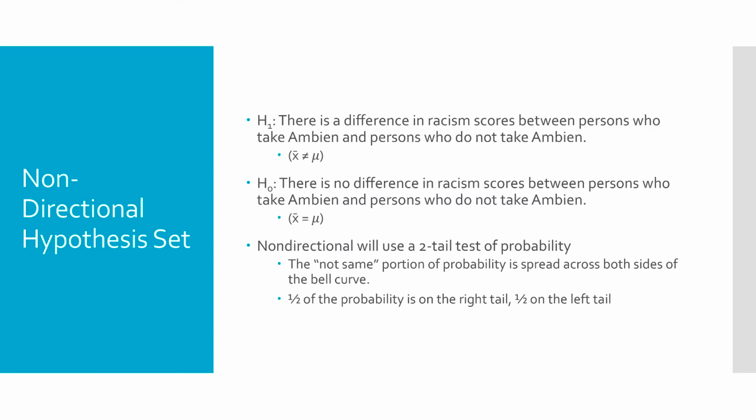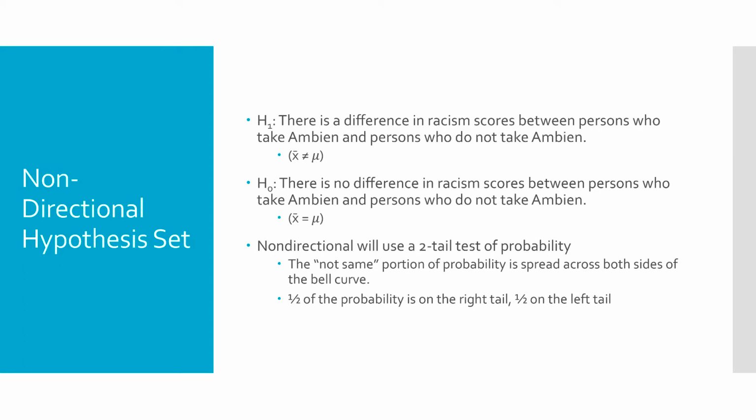So let's first take a non-directional hypothesis set. When we're talking about a set, we're talking about a hypothesis and its null. The hypothesis is there is a difference in racism scores between persons who take Ambien and persons who do not take Ambien. Now, this is non-directional. I'm just saying there's a difference. I didn't say that the scores are higher or lower. I just said they're not the same, and so the null hypothesis is they are the same.